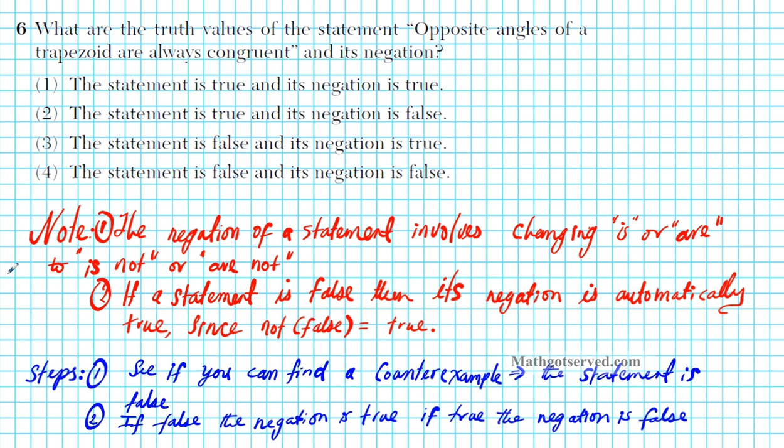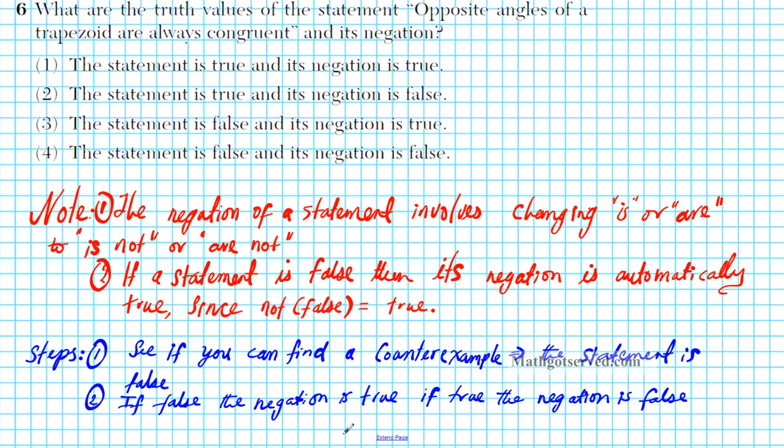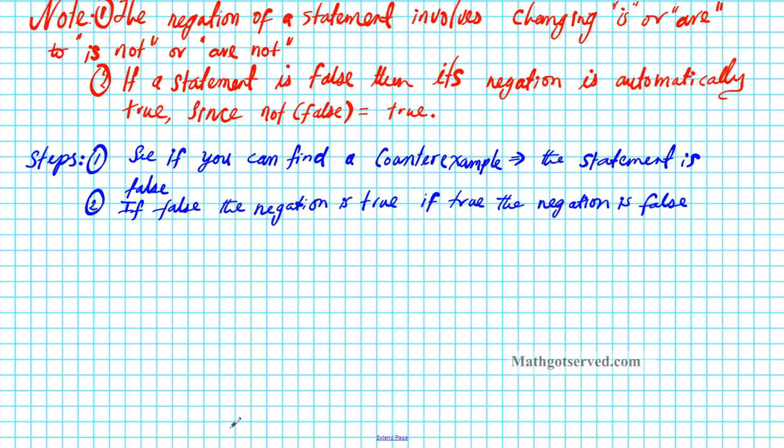Now let's go ahead and draw a trapezoid. Remember, a trapezoid is a quadrilateral with at least one pair of parallel sides. So a parallelogram is a trapezoid too, but I'm not going to draw a parallelogram here because it's not going to give me a counterexample. What I'm looking for is a counterexample. Take a look at this trapezoid right here. Let's call this trapezoid ABCD.